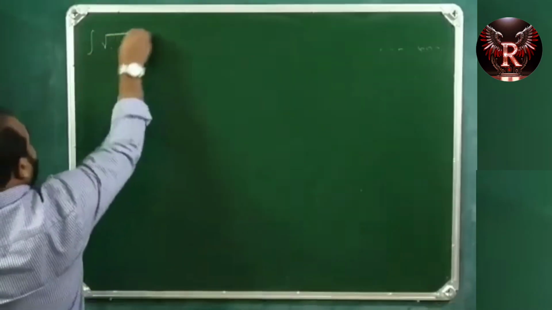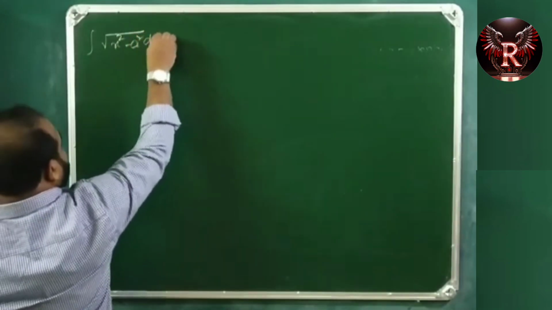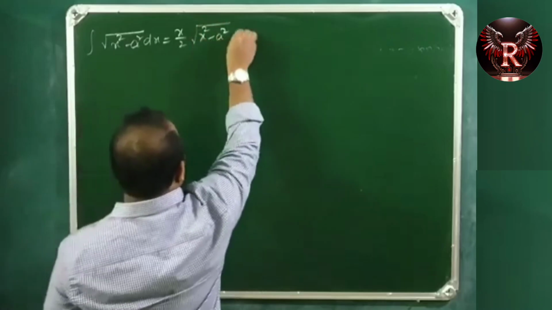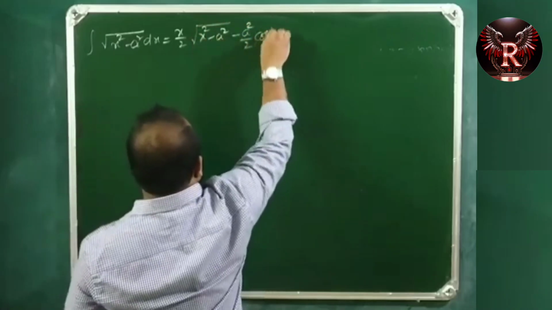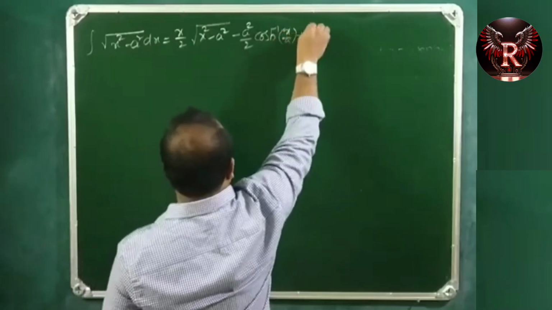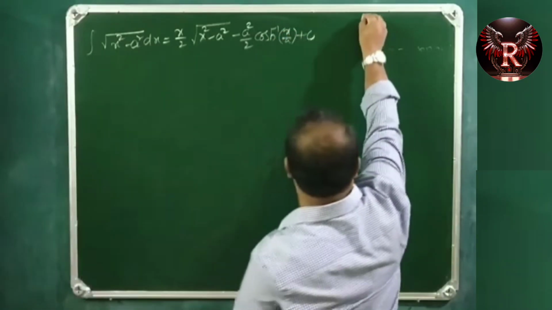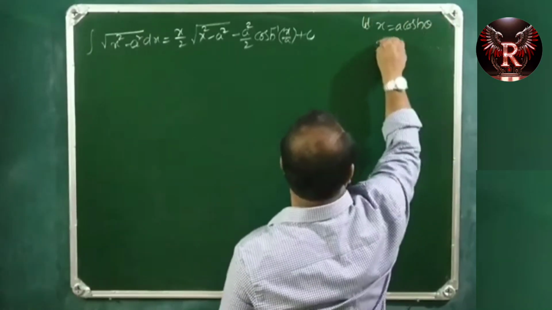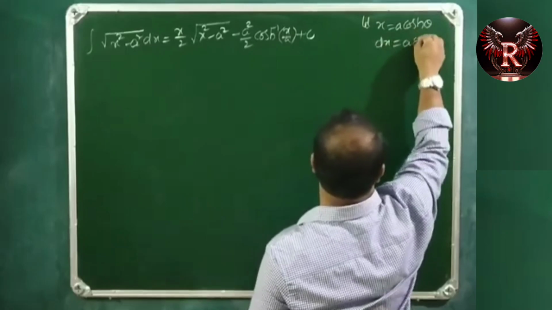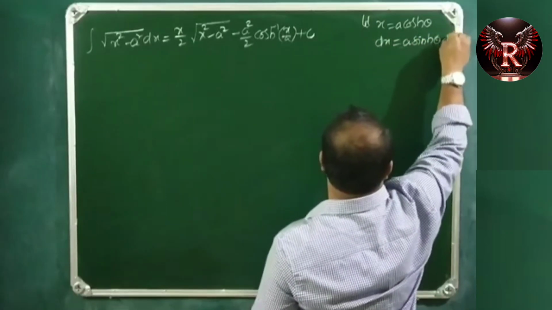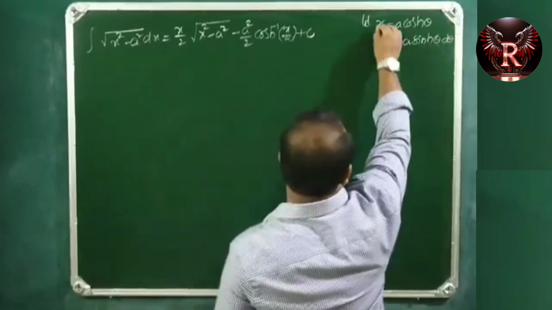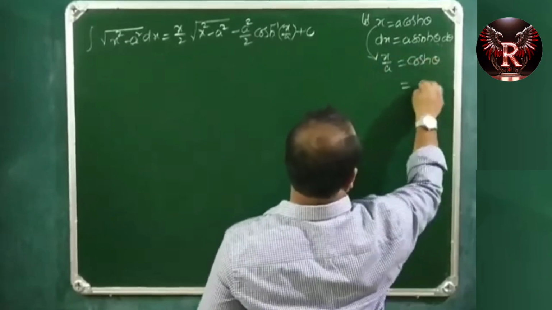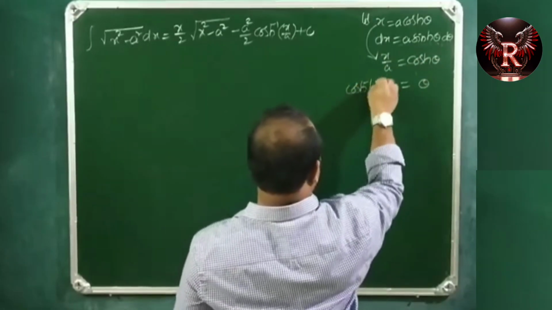Let us see integral root of x square minus a square dx is equal to x by 2 root of x square minus a square minus a square by 2 cosh inverse x by a plus c. To prove this, let us take x is equal to a cosh theta. dx is equal to a, the derivative of cosh theta is sinh theta d theta. Now from this, x by a is equal to cosh theta. So theta is equal to cosh inverse x by a.